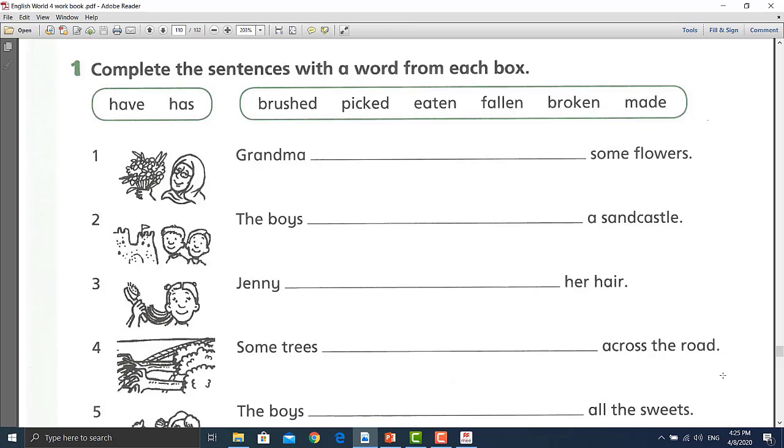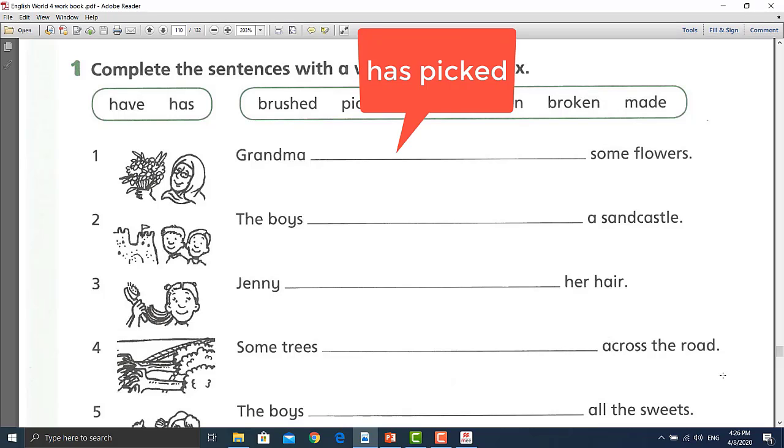Number 1, look at the picture. Yes, grandma, is it singular or plural? Yes, it's singular. So we are going to use has. Grandma has picked some flowers. Grandma has picked some flowers.